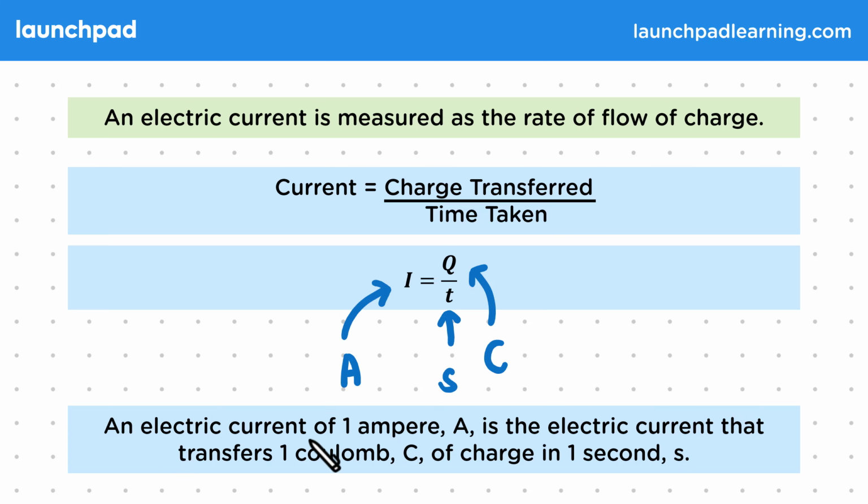So an electric current of 1 ampere, or A, is the electric current that transfers 1 coulomb, or C, of charge in 1 second, or S. This equation, along with most equations for your exam, are given on your formula sheet in both word and algebraic form, so you're only expected to know how to use it and what units to give the quantities in.